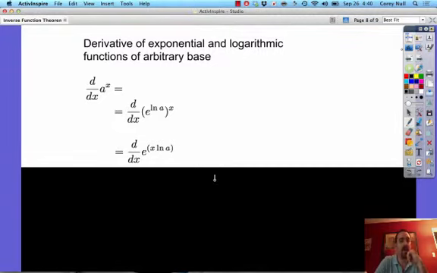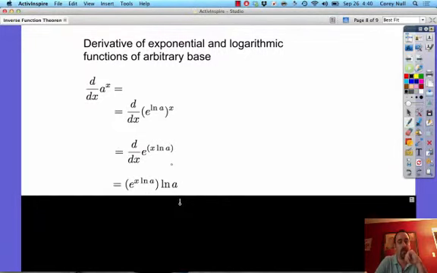All right. But now I know the derivative of e. I can just chain rule this. It's going to be the derivative of e with the original thing inside, times the derivative of what's inside. But notice the derivative of x ln a is just ln a, because ln of a is just a number. So x times a number, the derivative of that is just the number. So the derivative ends up being e to the x ln of a times ln of a.